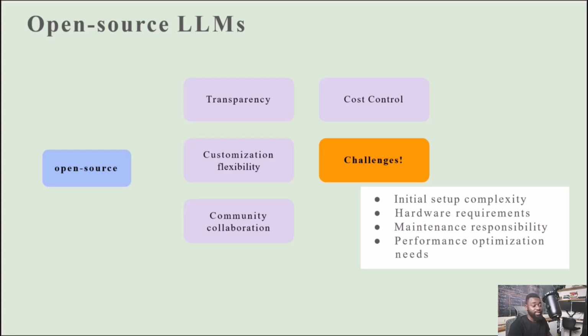And one of the challenges here is that this initial setup can be complex, right? We have hardware requirements because we have different levels of this model. So you need to have the hardware requirements met for this actually to work, and also maintenance responsibility, because now you have responsibility for maintaining the model yourself. And we have performance optimization needs, as you know, and although all good things are free, we also must optimize to really fit our use case each and every time as well.